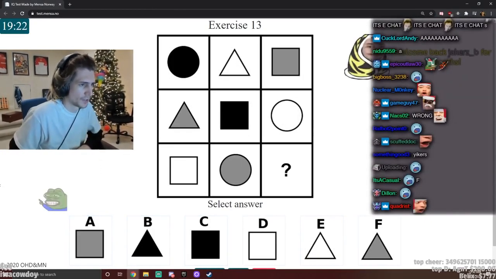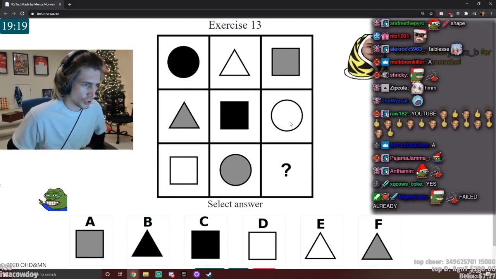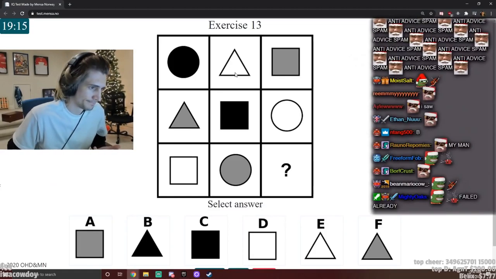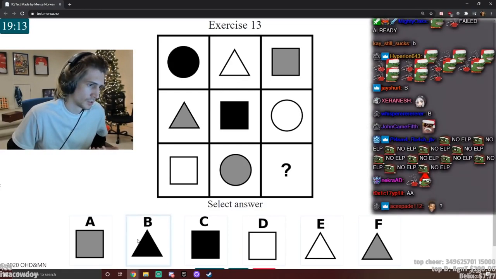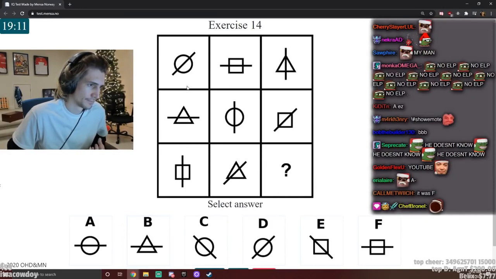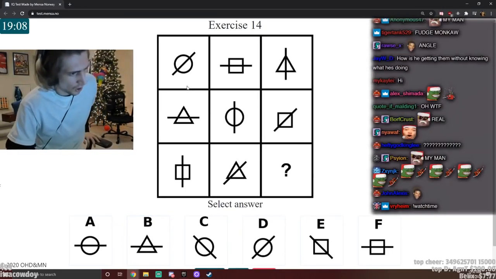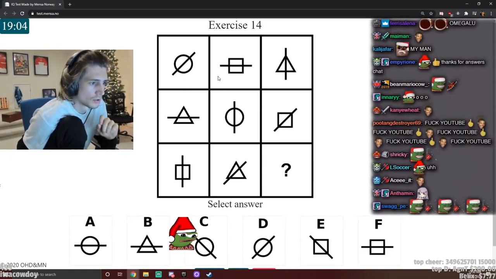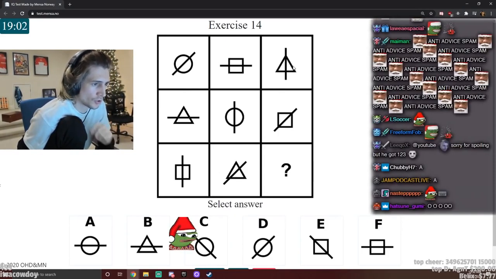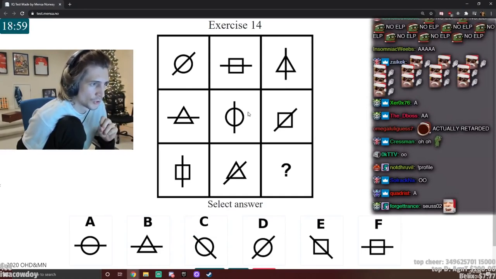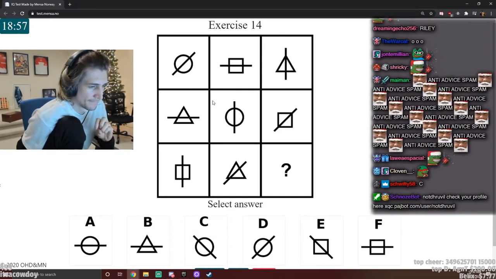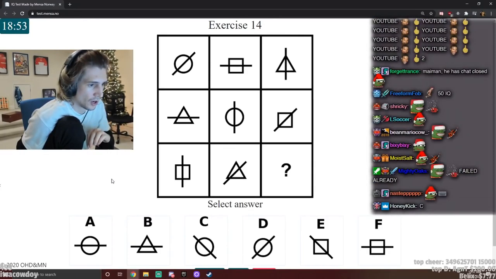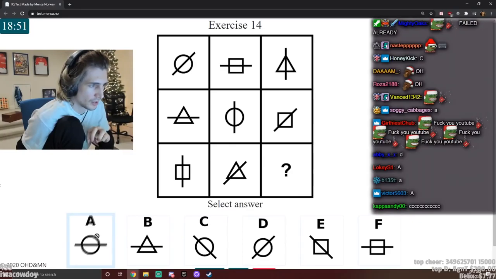Circle, circle, circle. Triangle, triangle. We're missing a triangle. Full black. Nope. Square, square, square. Triangle, triangle, triangle. We're missing a... What do they normally have? Full, diagonal, and horizontal. Okay.